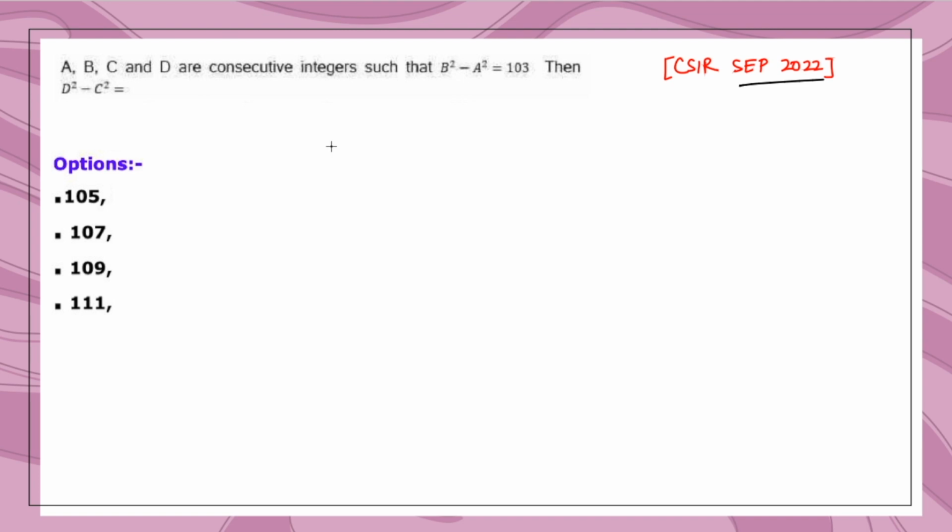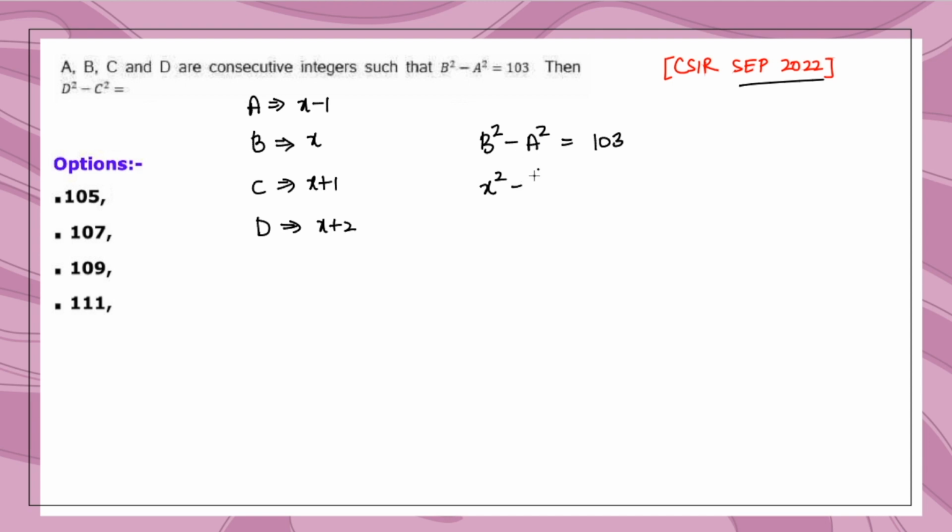Again, as I said, you have to consider them like this. We have 4 integers A, B, C and D. So let's consider A as x minus 1, B as x, C as x plus 1 and D as x plus 2. What they have given is B square minus A square is 103. So if the value of B is x and the value of A is x minus 1, then x square minus (x minus 1) whole square is 103. Open the bracket.